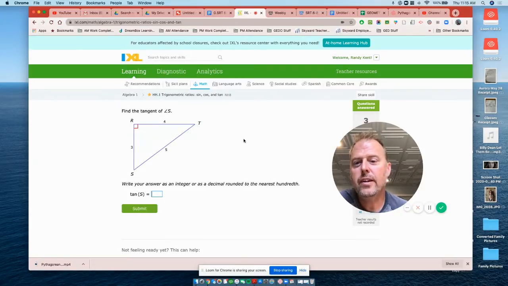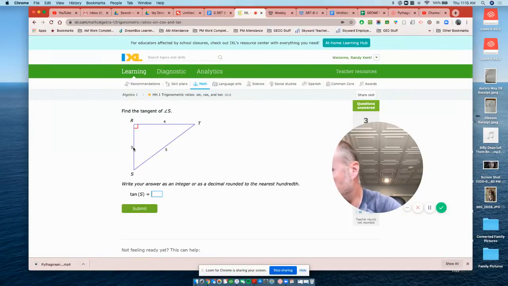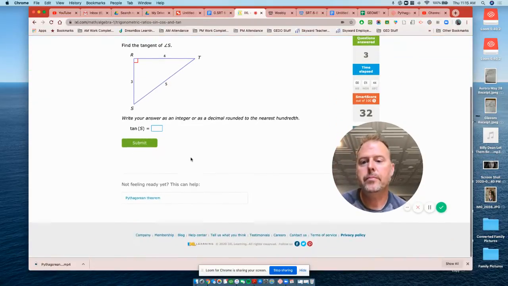And then tangent of angle S. Tangent is the opposite side divided by the adjacent side. So 4 divided by 3. So 1.33.